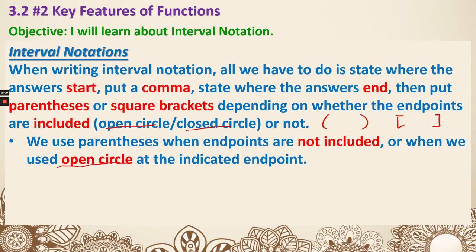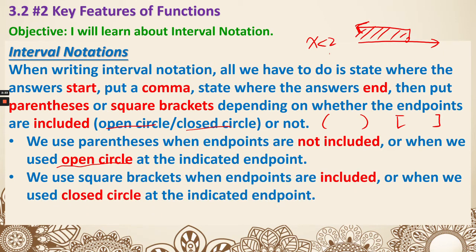And you see, it's very clear to see open circle. But for example, that first one, we have x is less than 2. Well, without the graph, I don't quite know where it starts because I only see this one number 2. But if you look at the graph, since everything is right here, I kind of know it started all the way from the left. So that's why a graph is very useful when we try to write interval notations. It's very visual that could help us write it easily. We use square bracket when endpoints are included, or when we use closed circle at the indicated endpoint.